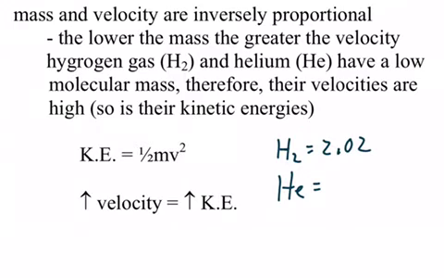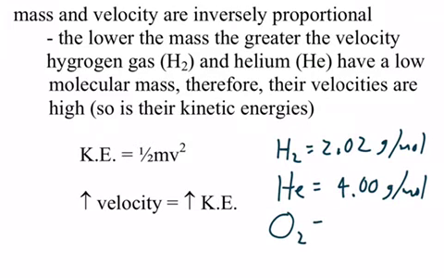From the periodic table, you'll see that it has a molar mass of 4. And these are in grams per mole. As gases get heavier, for instance, oxygen, the molar mass would be 32. You're going to see that the heavier the gas, the slower it moves. Okay, so that's also very important.